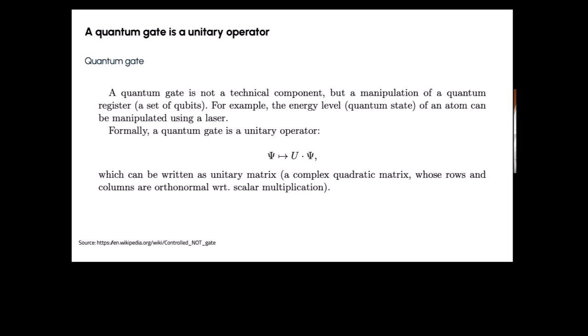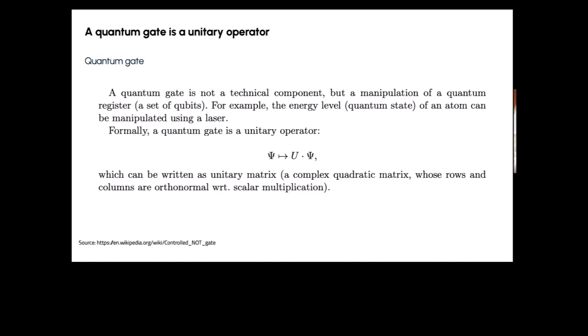So a quantum gate is a manipulation of a quantum register. For example, if you have as a qubit the energy level of an atom, with the electrons on the lower energy levels, and you shoot a laser at it, it will elevate the electrons to a higher level, and this way you will be able to change the state of the quantum bit. This is what a quantum operator does. It changes the quantum register.